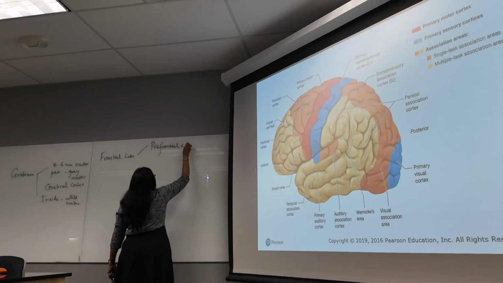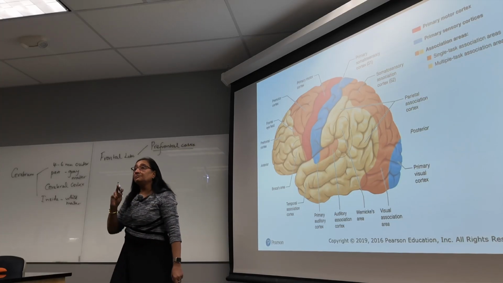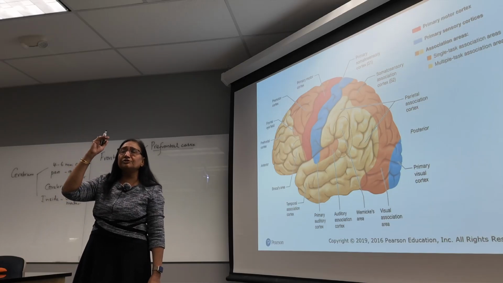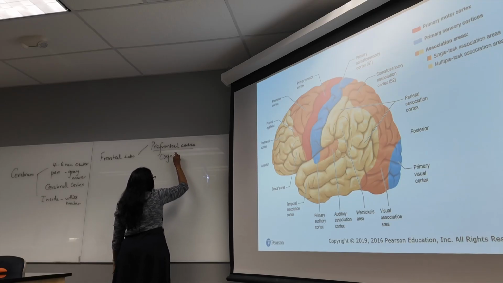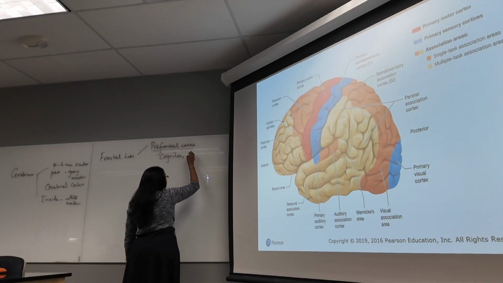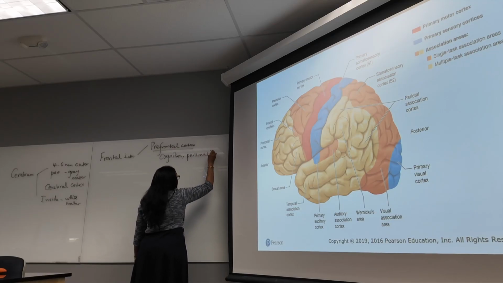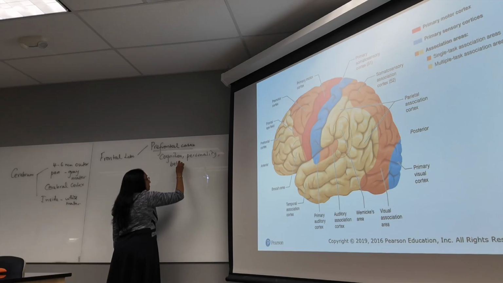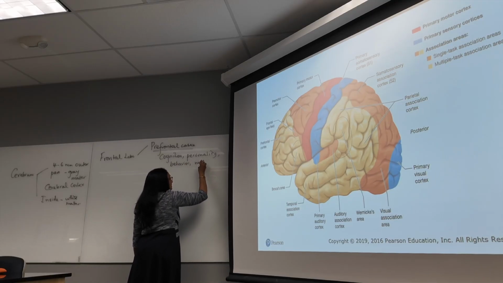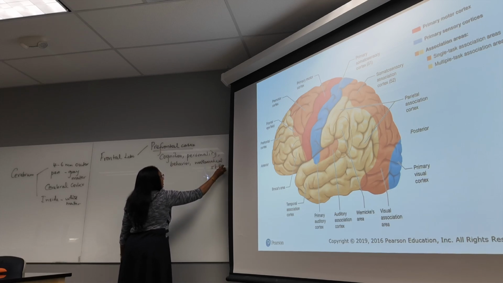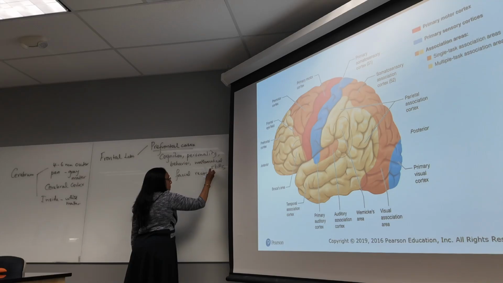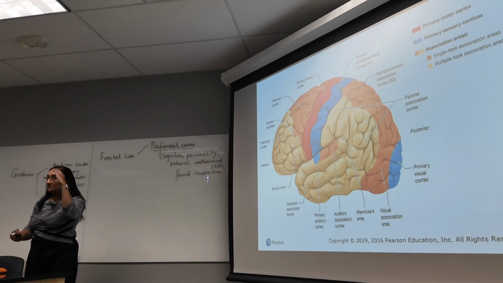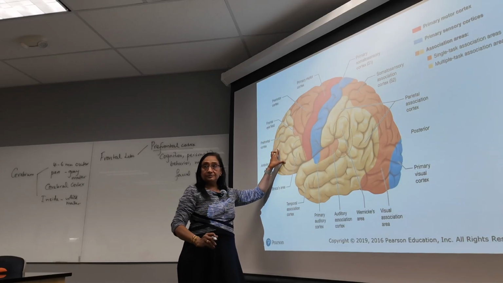Now, the neurons that are found in the prefrontal cortex are responsible for some of your higher functions like cognition, that means understanding things, personality, behavior, mathematical skills, facial recognition, a lot of the higher functions, okay, the neurons that are here.